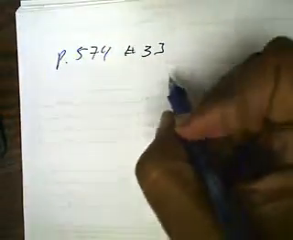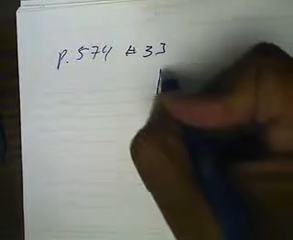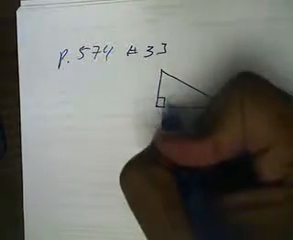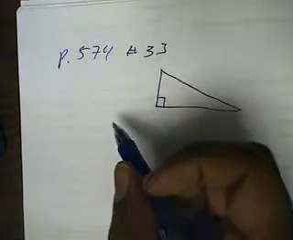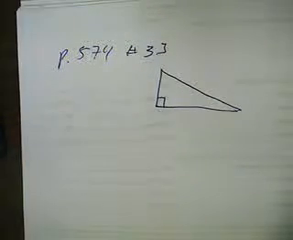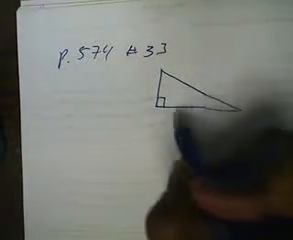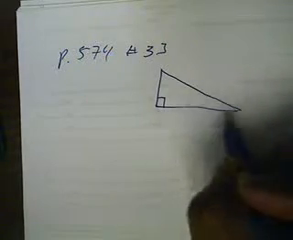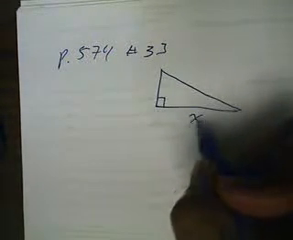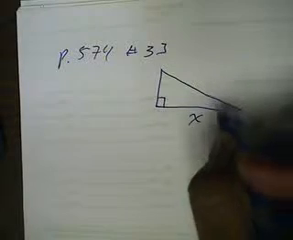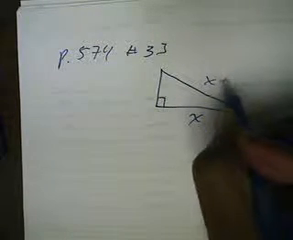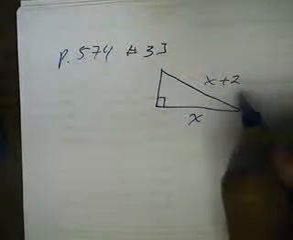Alright, this is from page 574. This is number 33. We have a board game that's in the shape of a right triangle. So there's the board game in the right triangle. And the hypotenuse is 2 inches longer than the longer leg. So this is longer than this one, but they never tell us what the longer leg was. So it's called the longer leg x. And so the hypotenuse would be 2 inches longer, so the hypotenuse would be x plus 2.